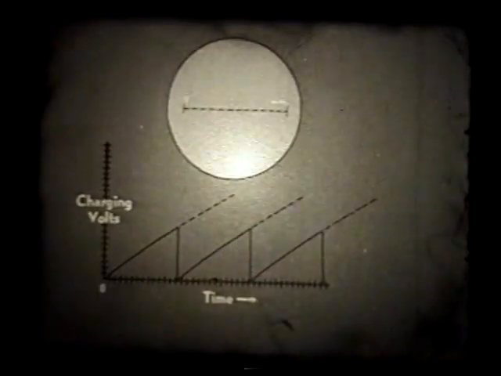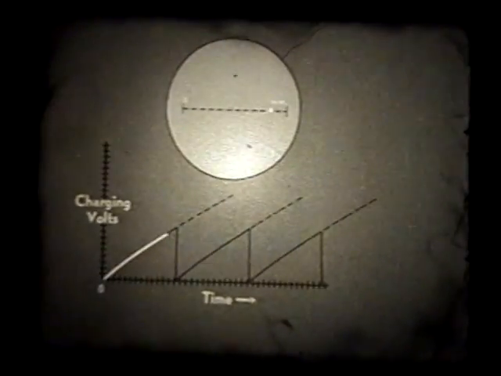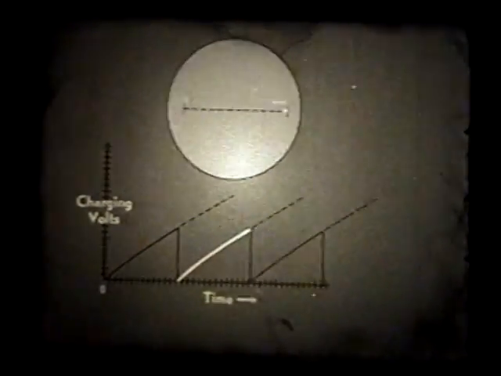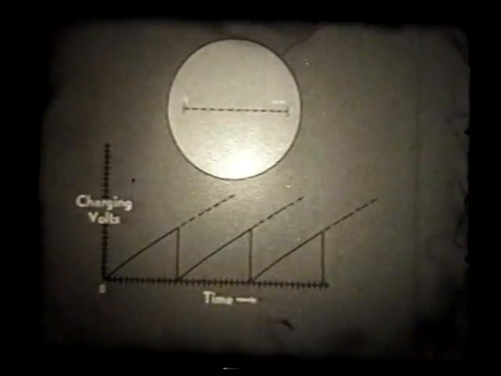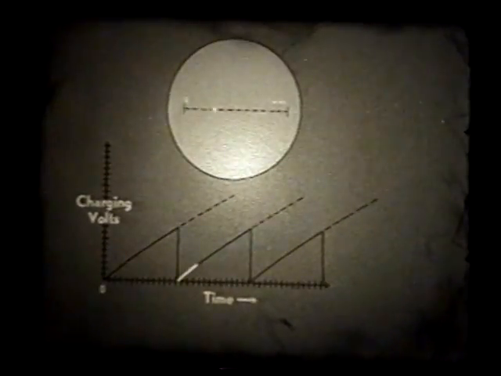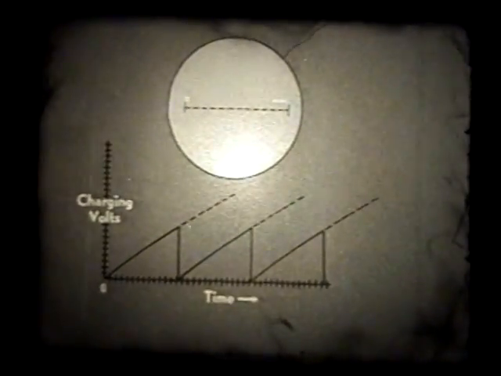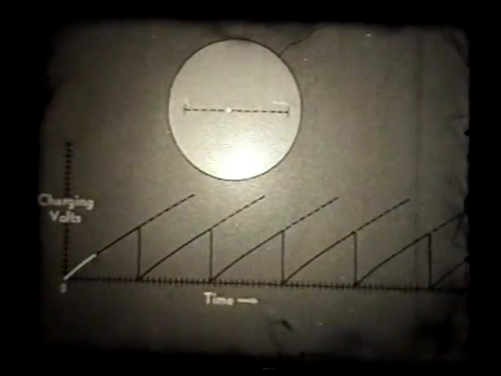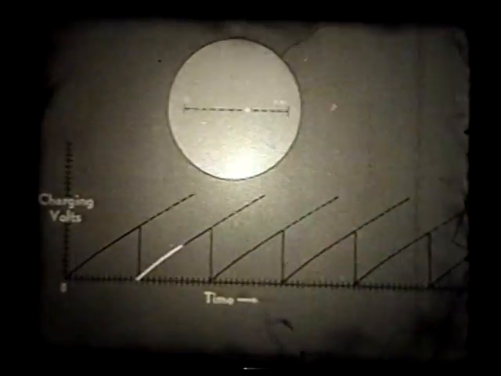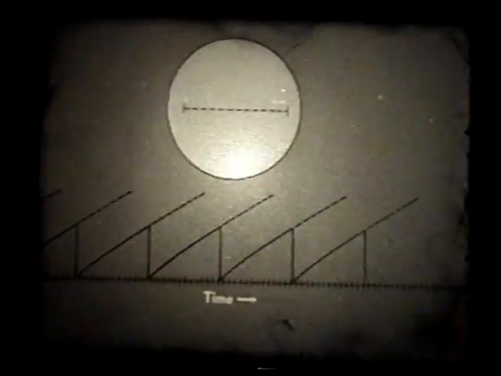When the sawtooth voltage is applied to the horizontal plates, the rising voltage sweeps the spot at a uniform rate across the cathode ray tube screen. When the voltage drops to zero, the spot instantaneously returns to its starting point. The frequency at which this cycle takes place is known as the sweep rate. That is, the number of times the beam is deflected per second.